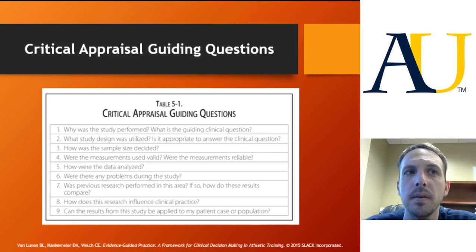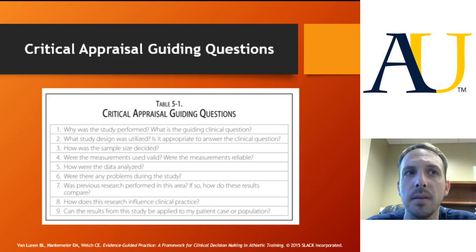Number 4, were the measurements used valid and were they reliable? We'll specifically look at how to analyze measures and measurements, but basically the study can only be as good as the instruments that are used. Think of the example we used previously about a survey. If a survey doesn't ask good questions, it cannot give us good information. The same is true with other measurements. If the measurements are not done in a way or are not of high enough quality to measure what we're trying to assess, then the information that we gather from those measurements cannot be interpreted.